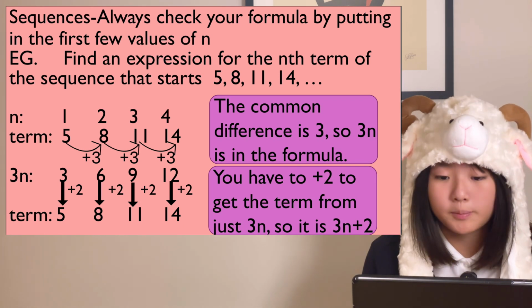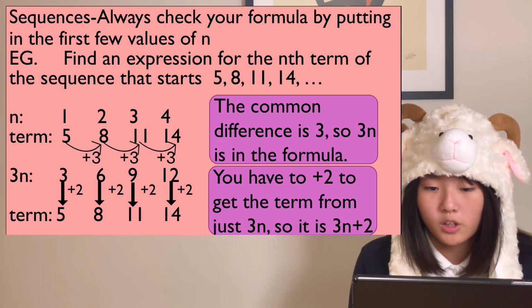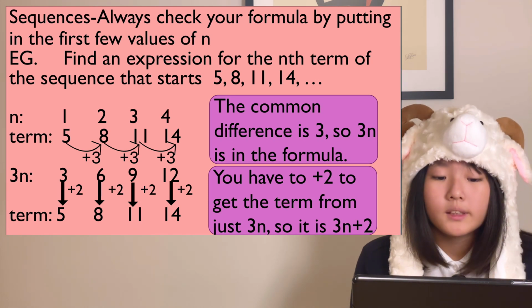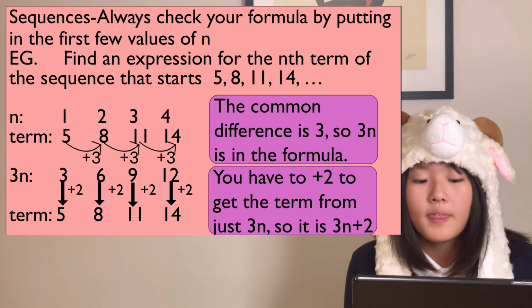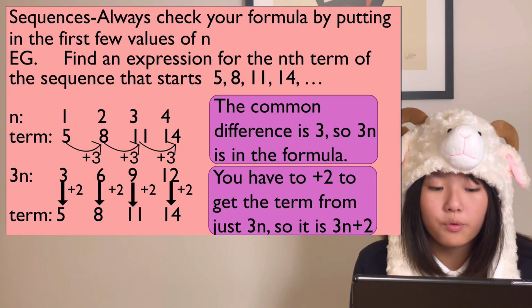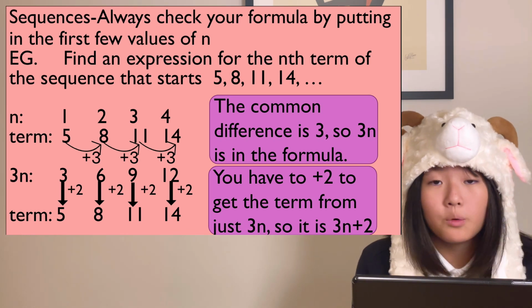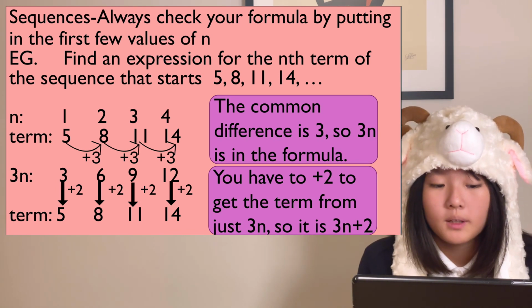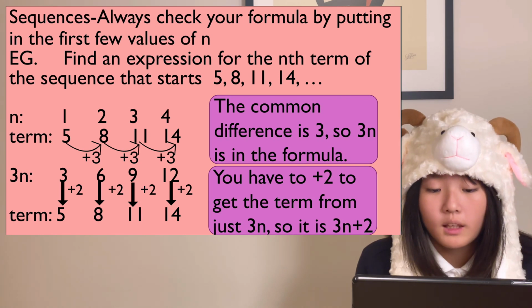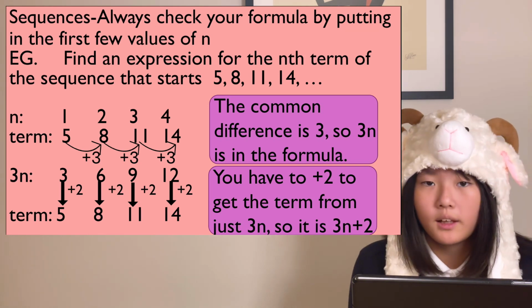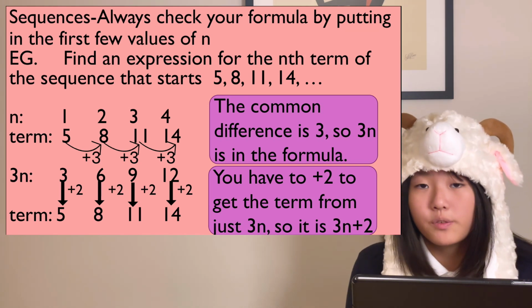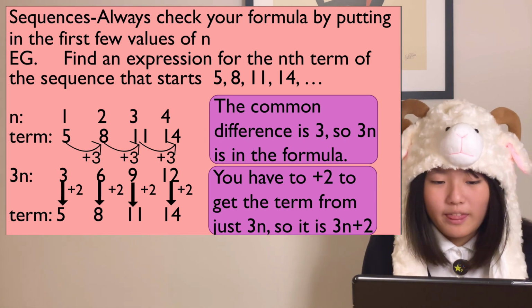For example, find an expression for the nth term of the sequence that starts 5, 8, 11, 14. The n is 1, 2, 3, and 4. N is just in which order the numbers come up. And the term is 5, 8, 11, and 14. The difference, you can tell, is 3. And since the common difference is 3, it must be in the formula.